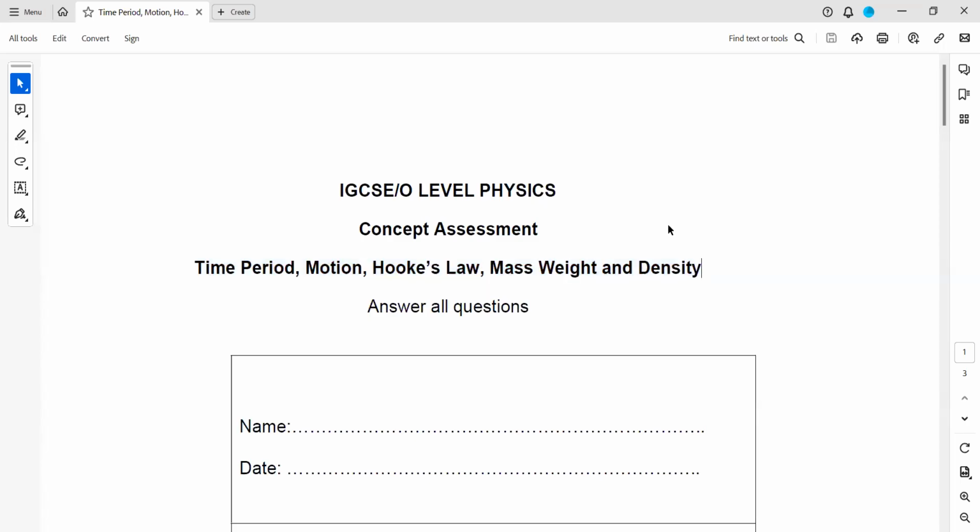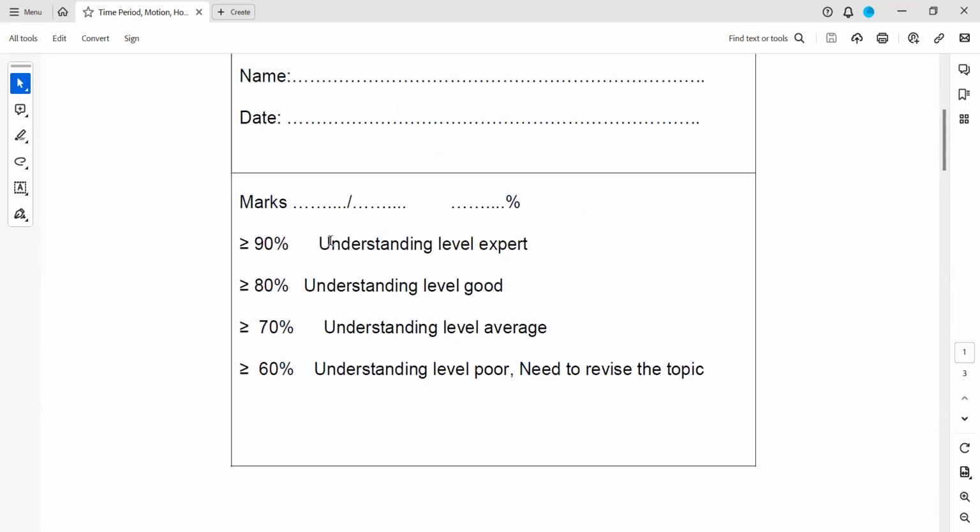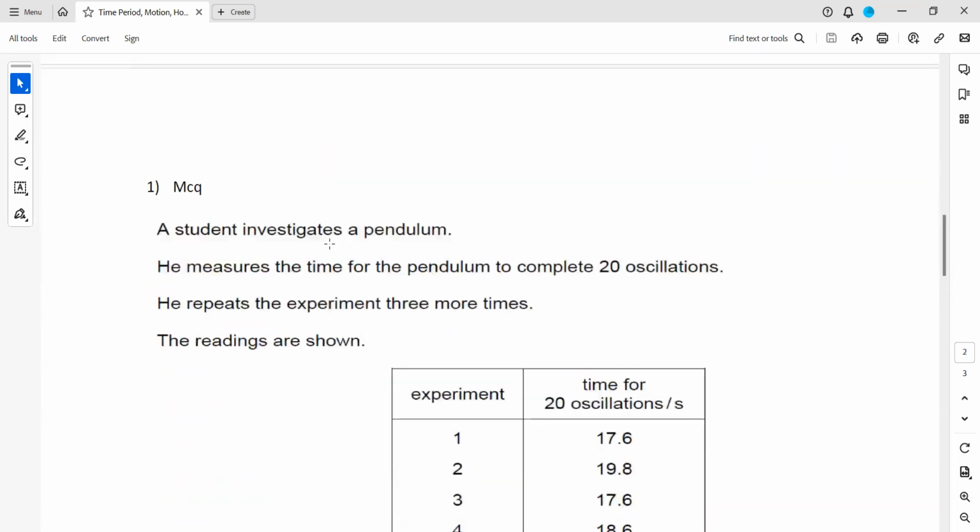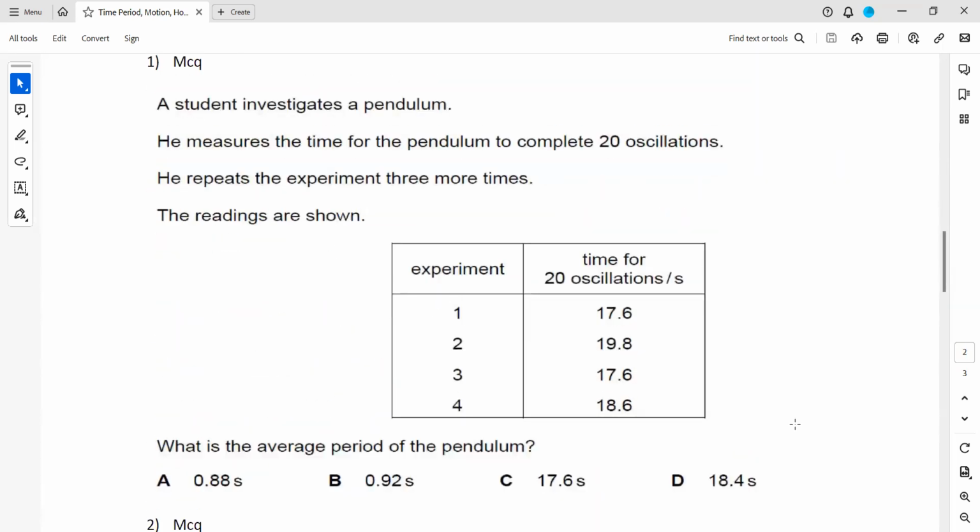So this was a pop quiz which was related to time period, motion, Hooke's law, and mass, weight, and density concept. In the first question, a student investigates a pendulum.